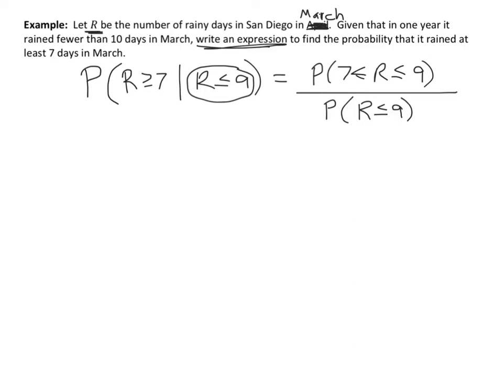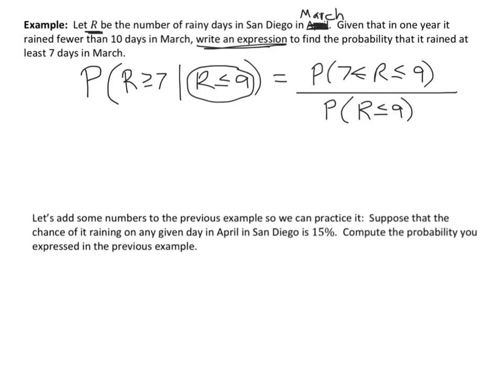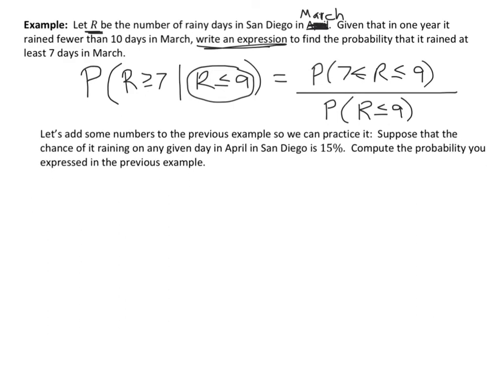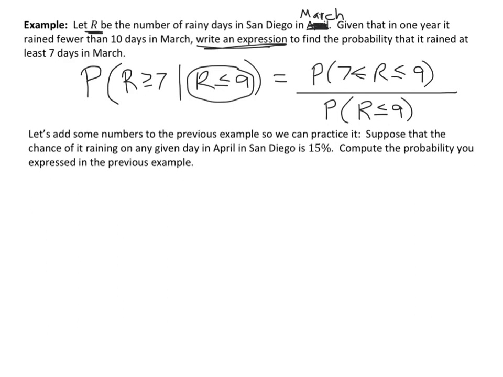So I'm hoping the setup for that made sense. What I'd like to do now is add some numbers to this example so that we can practice actually computing this. Suppose that now I go on and tell you that the chance of it raining on any given day in March in San Diego is 15%. Compute the probability that you expressed in the previous example.